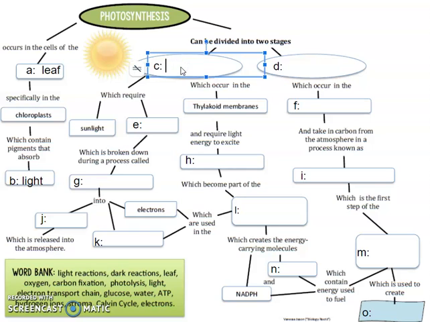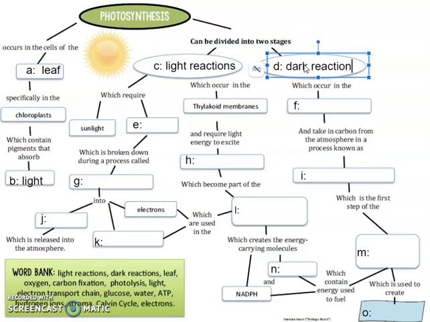There's the light reactions, which is known as the light-dependent reactions as well, and the dark reactions. And these are known as the light-independent reactions, and then they also have a third name as well, which is great. I'll go into that later on. So we know C is the light reactions because these occur in the thylakoid membranes, and they also require sunlight, which can be seen right here.